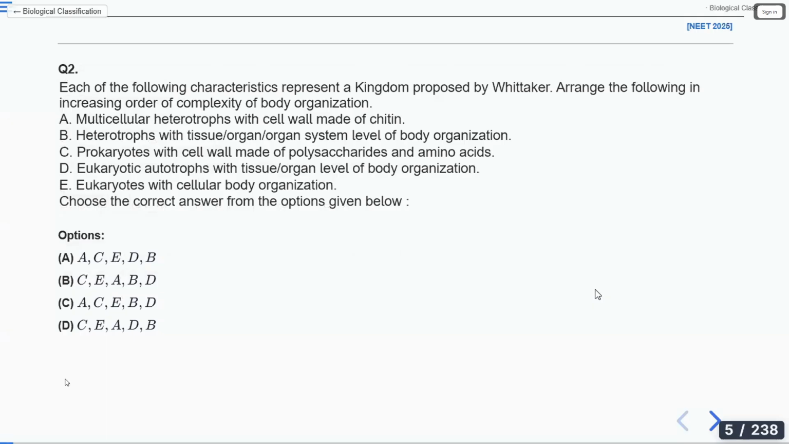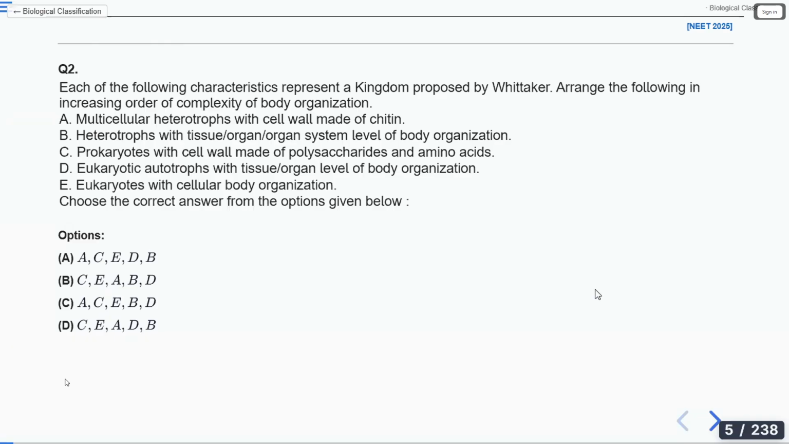Next question. Each of the following characteristics represent a kingdom proposed by Whittaker. So arrange the following in increasing order of complexity of body organization. So you have to arrange in the increasing order according to the complexity of the body organization of the group given here. What are the options they have given?